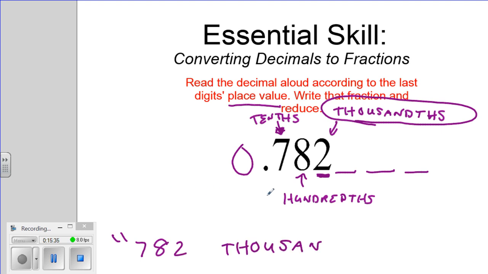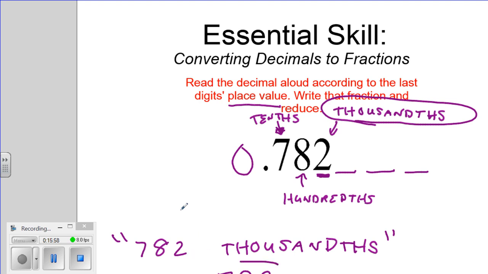That's what I would say if I was not a robot, not a calculator. I did not say 0.782, right? I would read 782 thousandths. So what is the fraction that represents? That is representing 782 over literally 1,000. Denominator of 1,000.